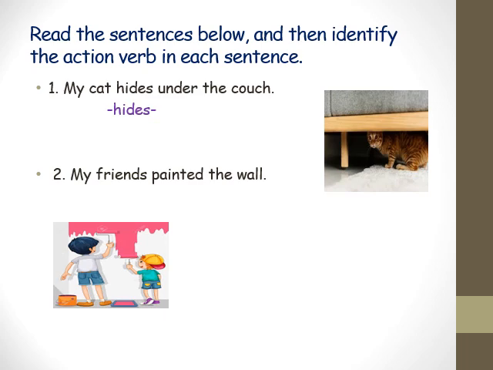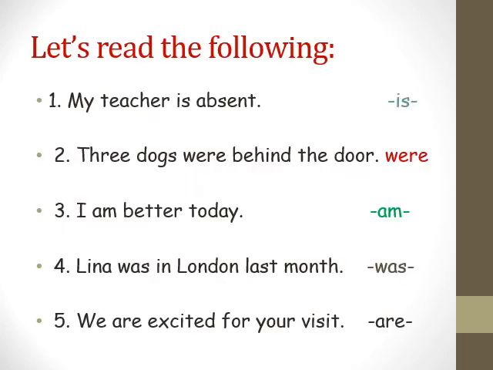Let's move to the second sentence. My friends painted the wall. Where is the one word in this sentence that shows the action done? The answer is painted. Perfect. Painted is the word that shows the action done by the friends. So far, the first part of the lesson is done. Again, let's recall the concept. Action verbs are words that show actions we do, or animals do, or are done by things.